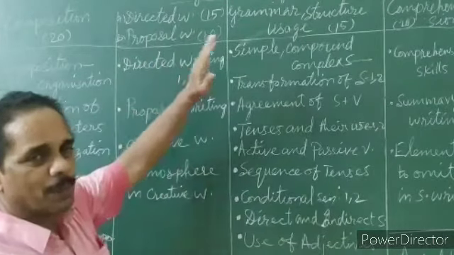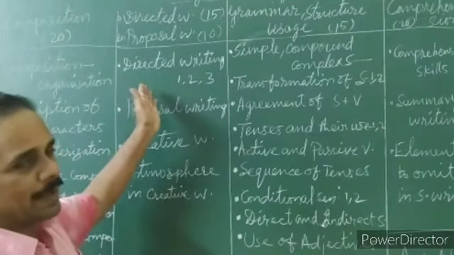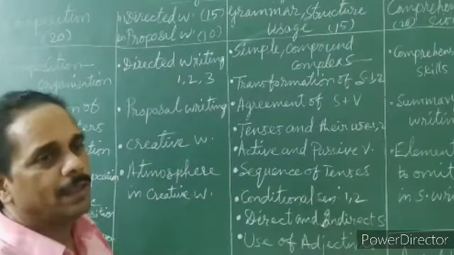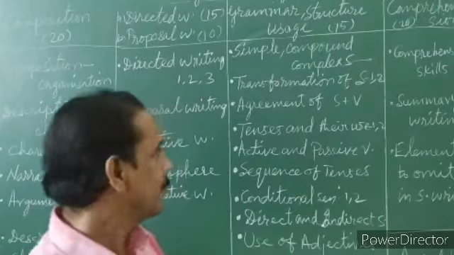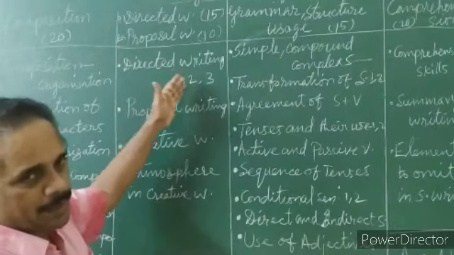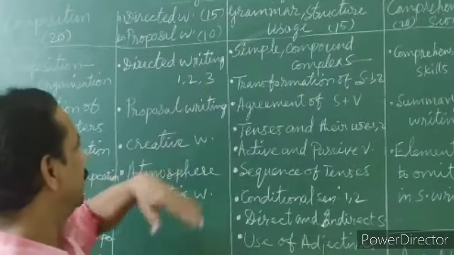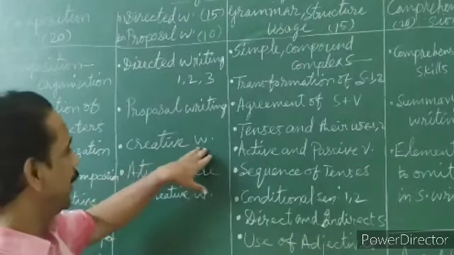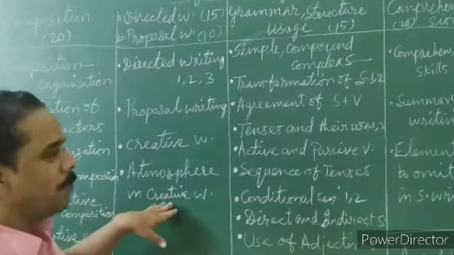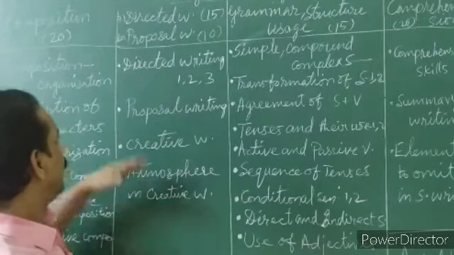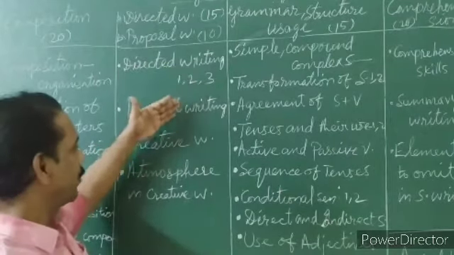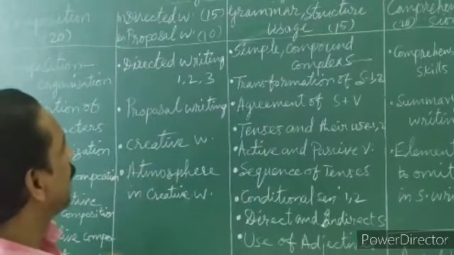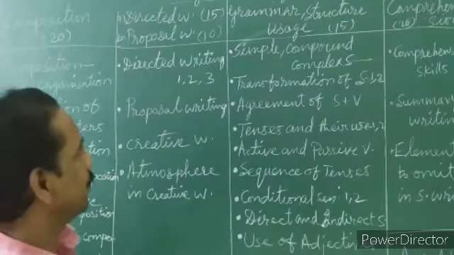Then direct writing and proposal writing. The headings are direct writing. There are 3 sections in different units. Direct writing 1, direct writing 2, direct writing 3. Proposal writing, there is only one section. Then there is one section on creative writing. Then another one, atmosphere in creative writing. So this is a 3. 3 plus 1 plus 1, 4, 5, 6 items are there in direct writing and proposal writing.